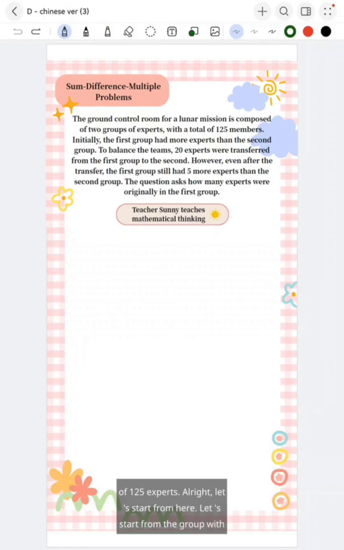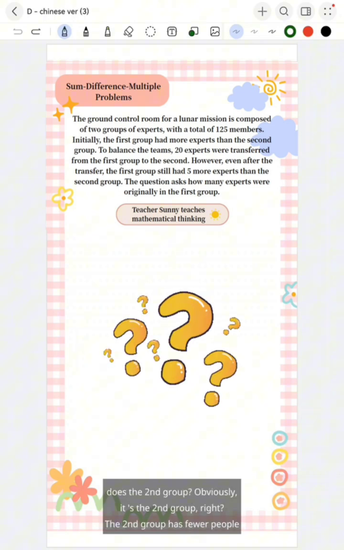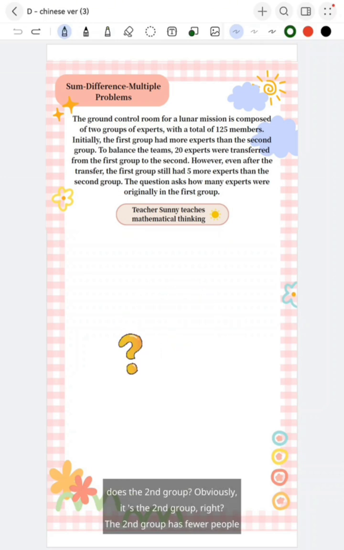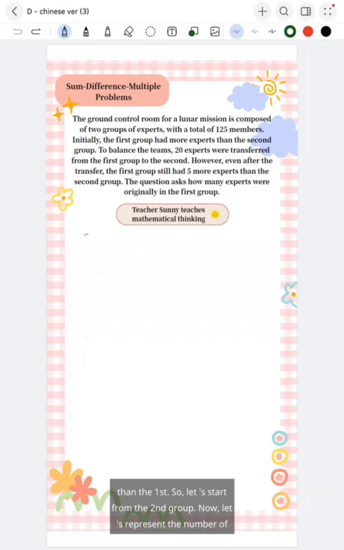Alright, let's start from here. Let's start from the group with fewer people, or the smaller quantity. So, does the first group have fewer people or does the second group? Obviously, it's the second group, right? The second group has fewer people than the first. So, let's start from the second group.